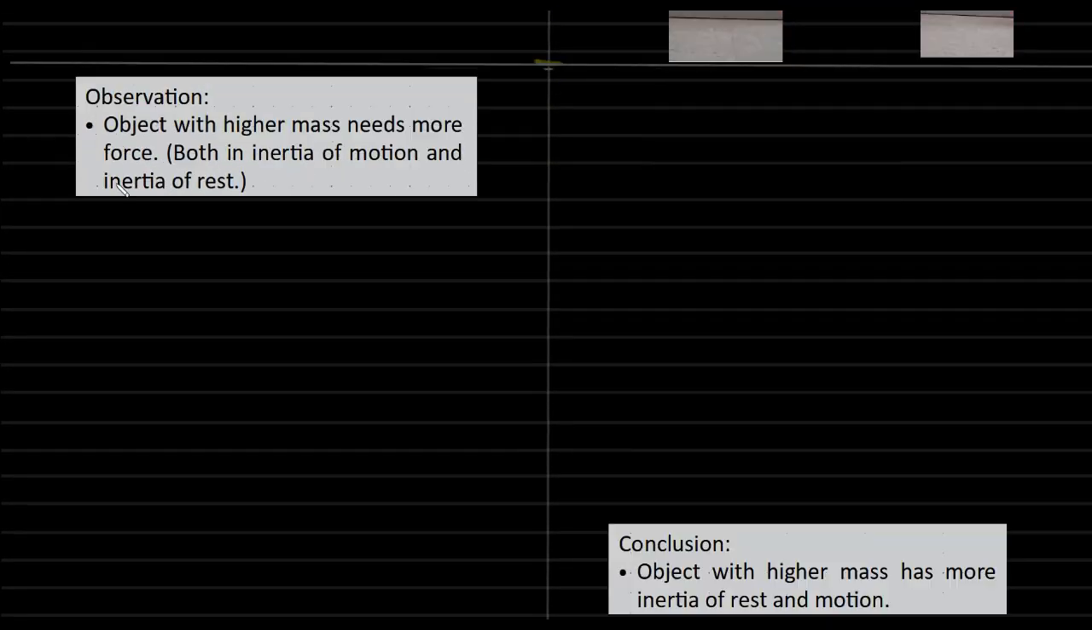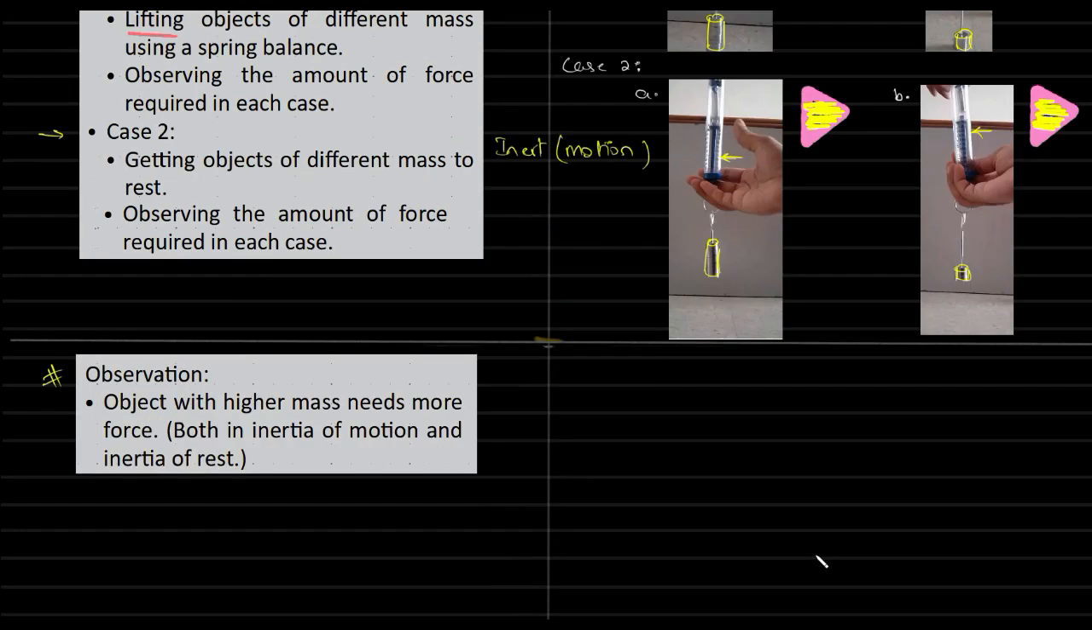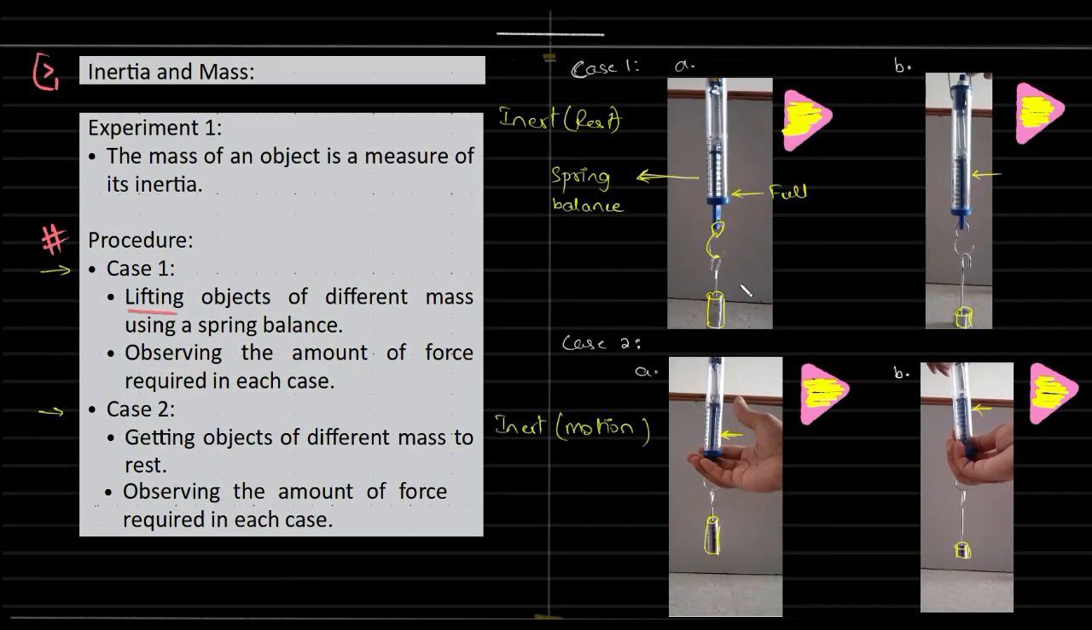So what can we conclude with all of this? We can conclude that an object with higher mass has more inertia of rest and motion. So if your mass is high, you have more inertia. That's the whole idea. So there is a relationship, and the relationship is they are directly proportional to each other. If I increase the mass, the inertia increases. If an object is said to have more inertia, it means it has more mass.